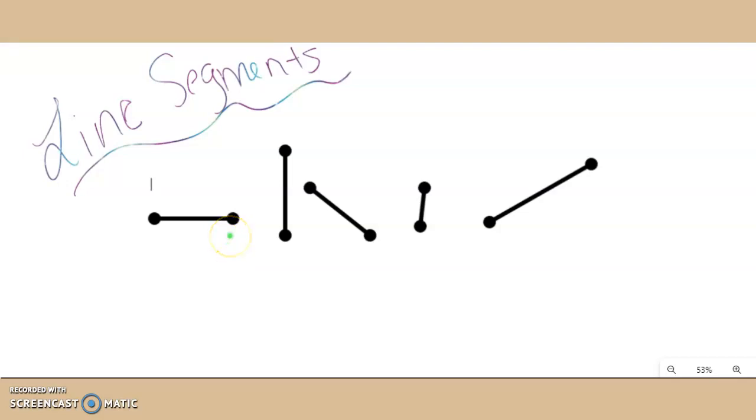Hi, fourth graders, Mrs. Nelson here, and we are going to be looking at line segments. These are quick, easy. You should have these in your notebooks.